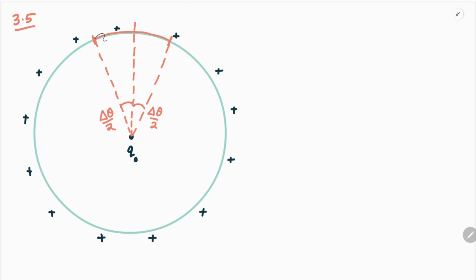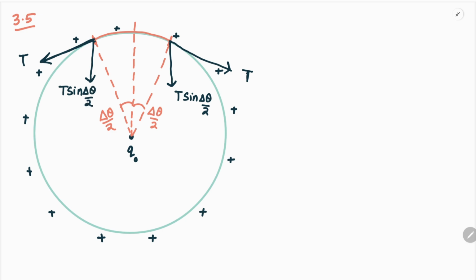And due to this interaction, an additional force that comes into act is T. This additional force is T, and if we break the component of this force, then we get this component as T sine of delta theta by 2. The cos component will cancel each other in both the directions, and the T sine delta theta by 2 is balancing the electrostatic force which exists between the point charge q naught and the elemental charge over here.